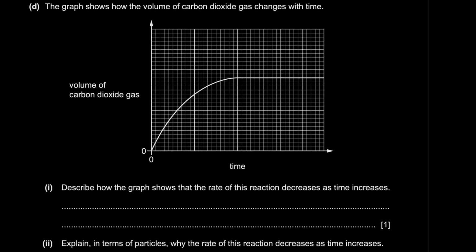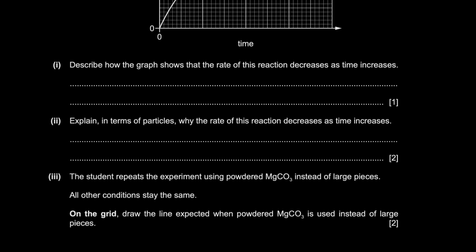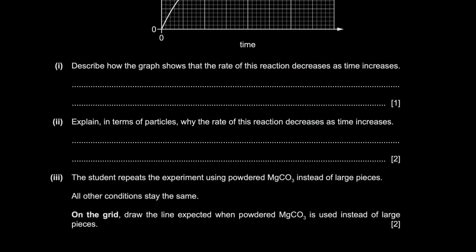Describe how the graph shows that the rate of the reaction decreases as time increases. Well, as time is increasing, the gradient of the graph, I said gradient earlier already. Gradient decreases as time progresses.